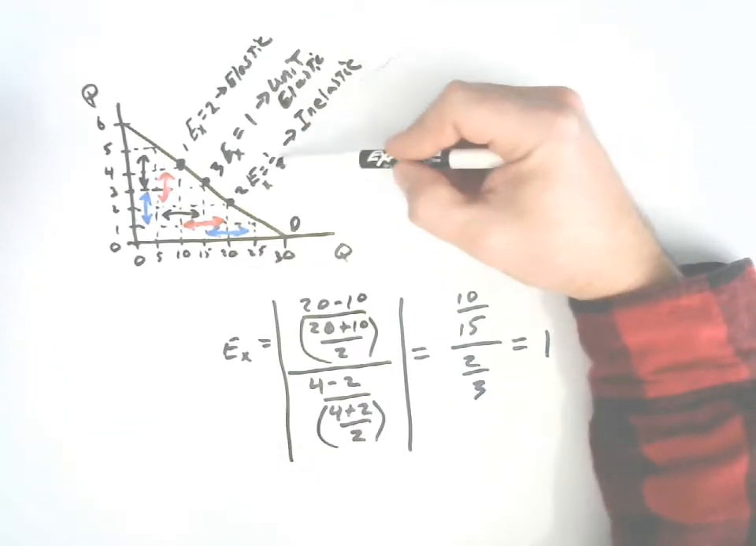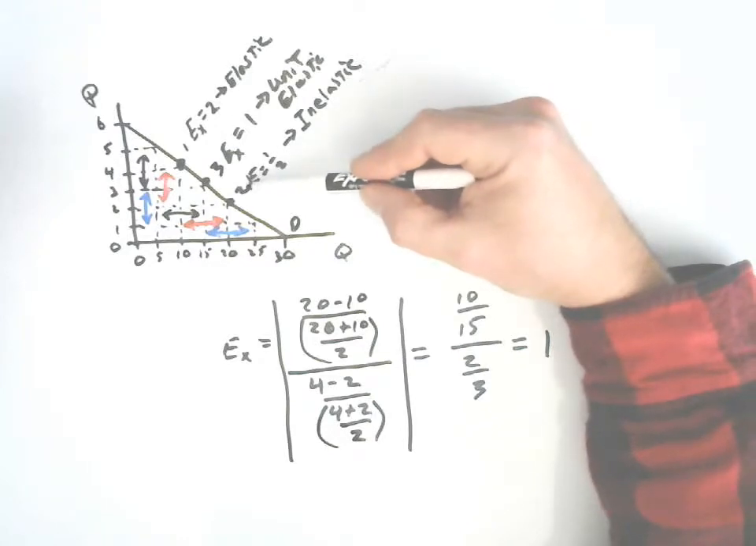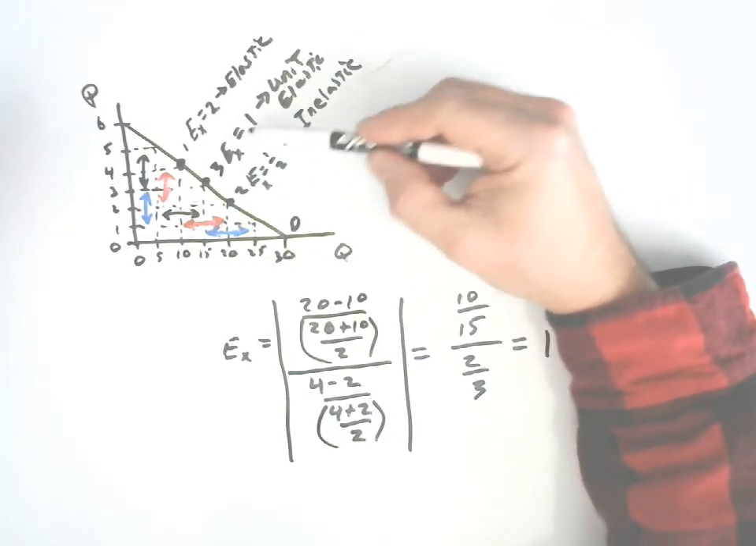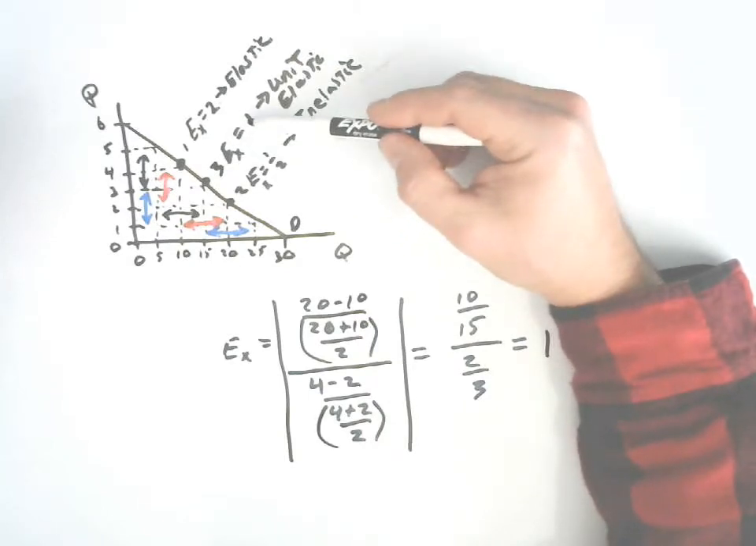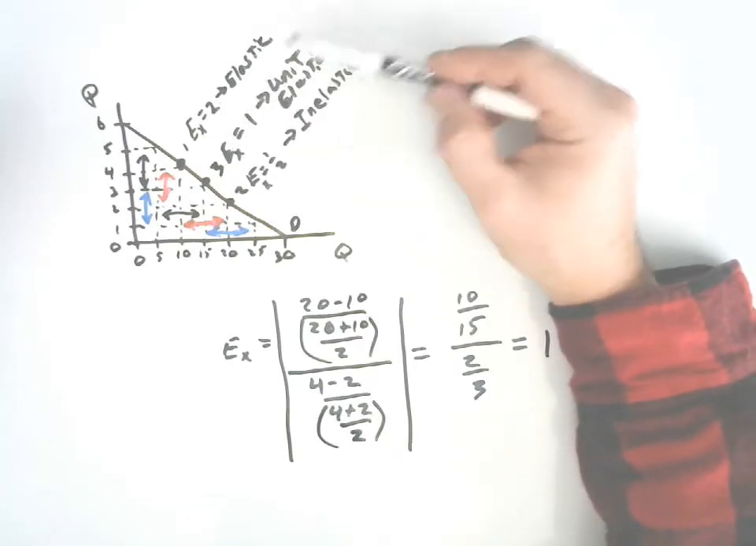Make sure you change that in your notes. I accidentally had 1 there. It's actually 1/2 down there at a price of 2. Anyway, you get the point. So I have unit elastic values at a price of 3.